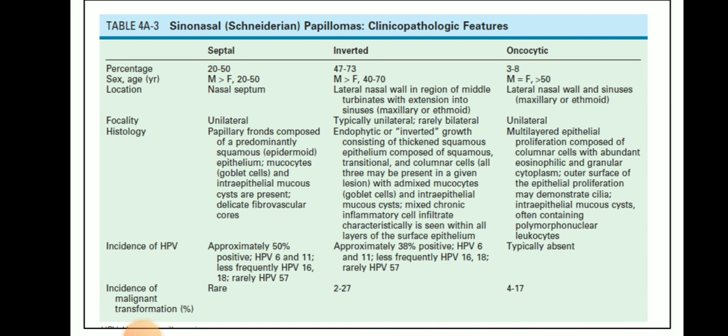Regarding incidence of human papilloma virus, it is approximately 50% in septal papilloma, whereas it is 38% in inverted papilloma. It is typically absent in oncocytic papilloma. Incidence of malignant transformation is rare in septal papillomas, whereas it is 2 to 27% in inverted as well as 4 to 17% in oncocytic papilloma.